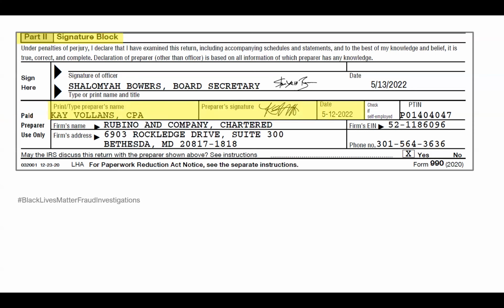The first red flag that I identified is, again, the CPA, Kay Vollins. Kay Vollins signed off on this Form 990 information return on May the 12th, 2022. Now, what year is this Form 990? 2020. So she signed off on it 2 years late, which means the Form 990 was submitted late, okay?